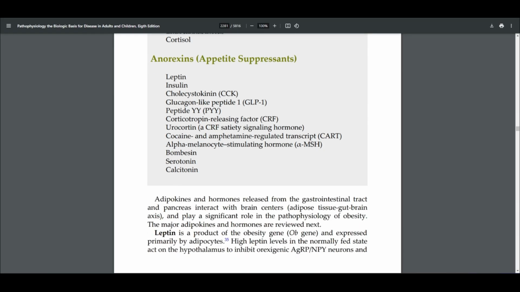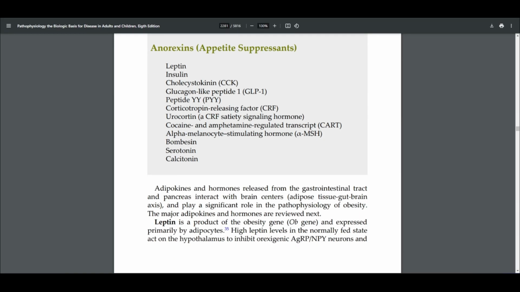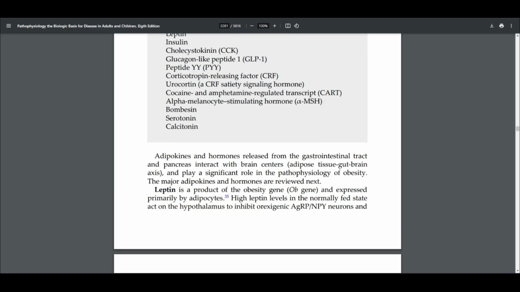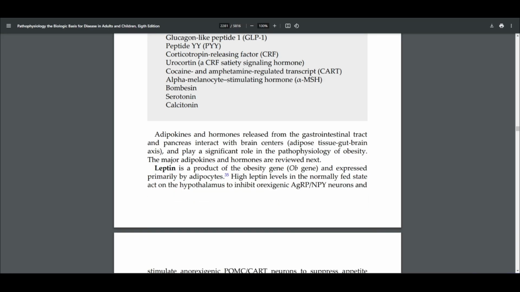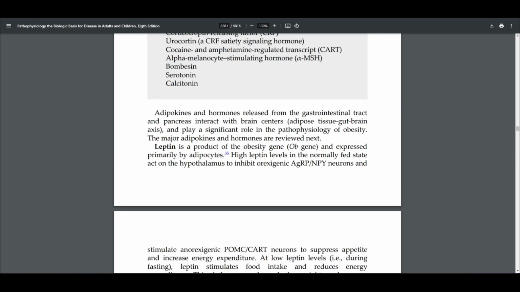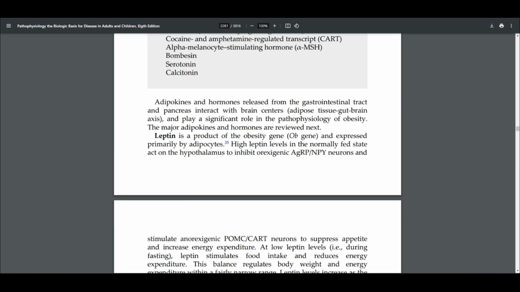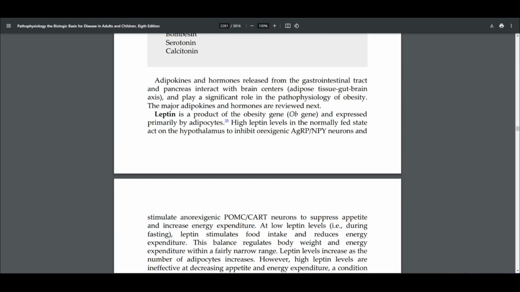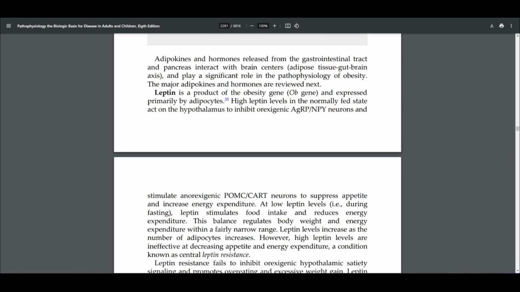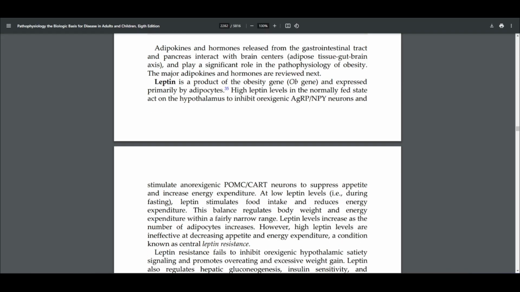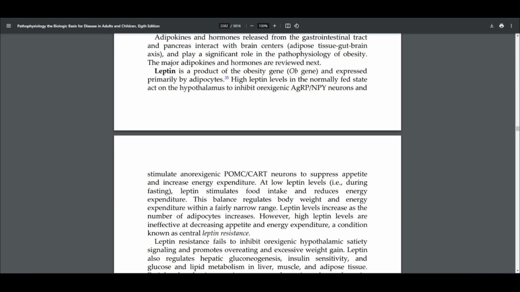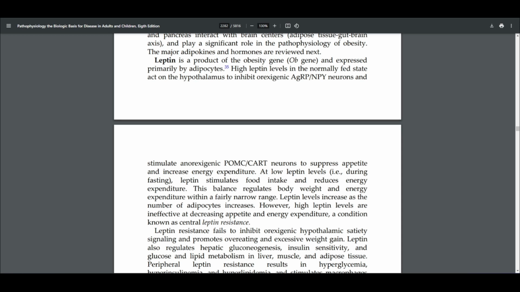Adipokines and hormones released from the gastrointestinal tract and pancreas interact with brain centers, your adipose tissue gut-brain axis, and play a significant role in the pathophysiology of obesity. The major adipokines and hormones are reviewed next. Leptin is a product of the obesity gene, or Ob gene, and expressed primarily by adipocytes.